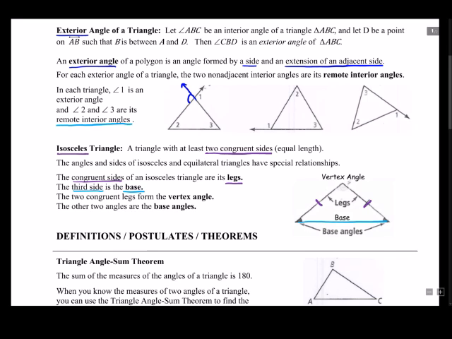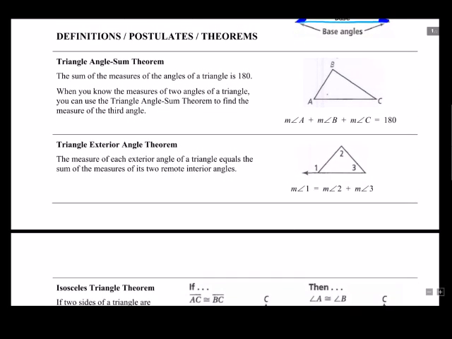The 2 congruent legs form the vertex angle. So this is our vertex angle here. We'll color that one green. And the other 2 angles are called base angles. Now that should make sense. We will color those in blue. That should make sense because they're attached to the base of the triangle.